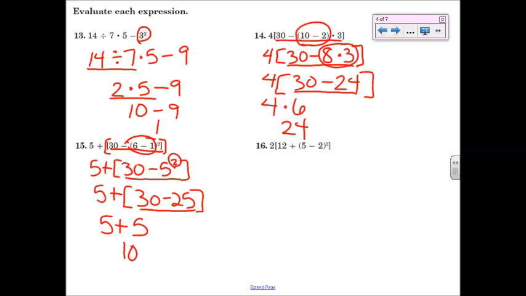Number 16, again, 2 sets of parentheses, so I'm going to work with the inside stuff and treat it like it's its own problem. So I'm going to do inside the brackets, I'm going to do the parentheses first. So the first thing inside those brackets that I will do is the parentheses. 5 minus 2 is 3.